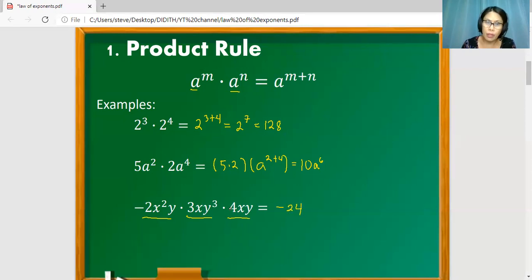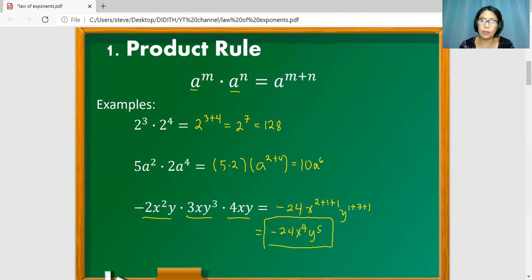And then we have x to the second plus the first plus the first again. And then for the y, we have y to the first plus the third plus the first. So simplifying the expression, we have negative 24 x to the fourth y to the fifth. So this is how to apply the product rule.